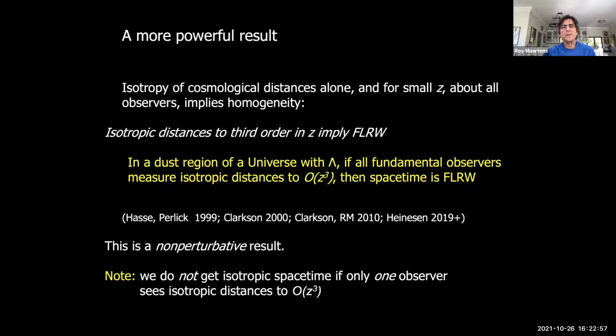There's a beautiful result by Hasse and Perlick from 1999, then extended by Clarkson using a covariant proof, and by myself and Clarkson a little bit further later, and Asta Heinesen has done more recent work on this and taken it quite a lot further. So she will probably mention this and take it further in her talk. This is a non-perturbative result, even though it's talking about an expansion in redshift. It doesn't rely on any perturbation of any background space-time, let's put it that way. And also note that if only one observer sees isotropic distances to third order in redshift, then you don't get isotropy around that observer. So it's not a trivial result at all.